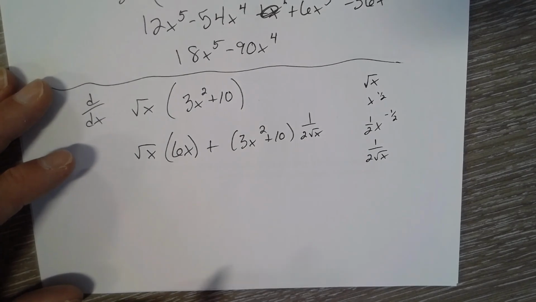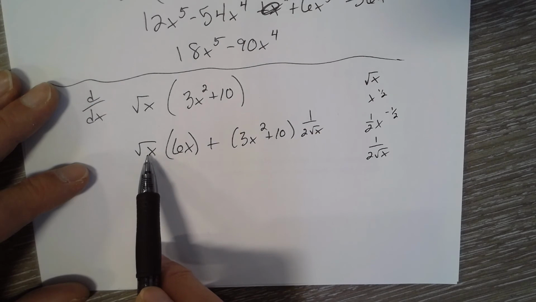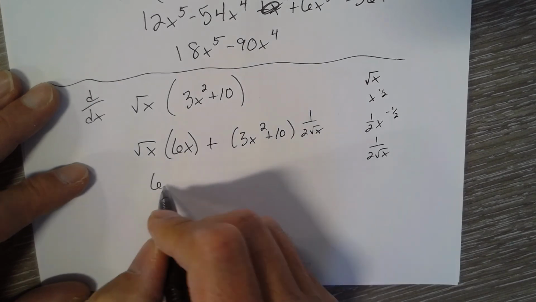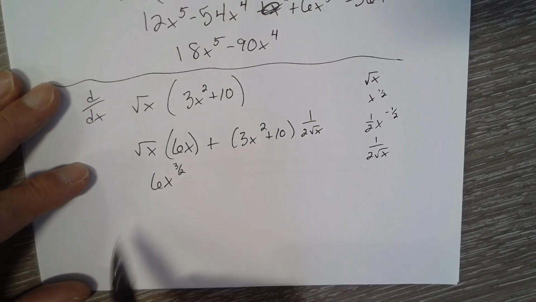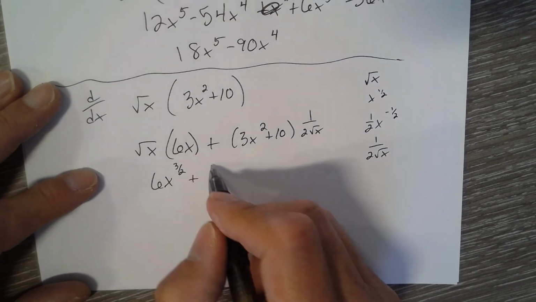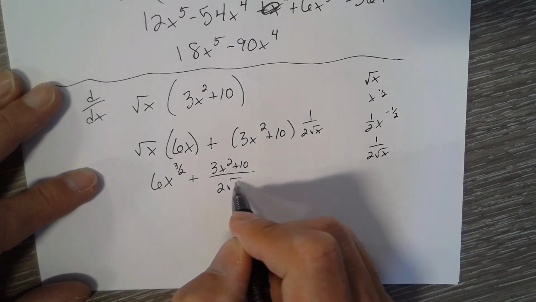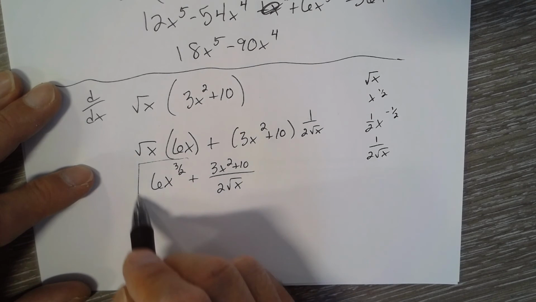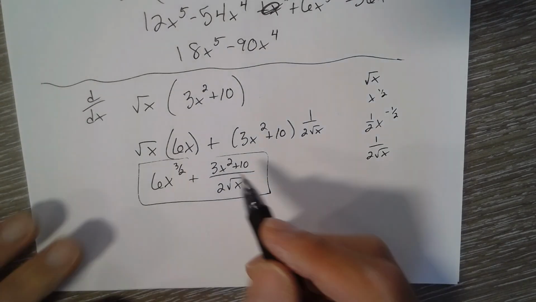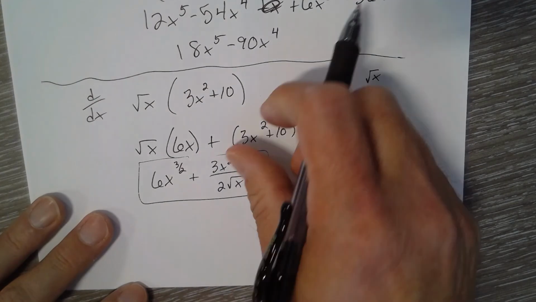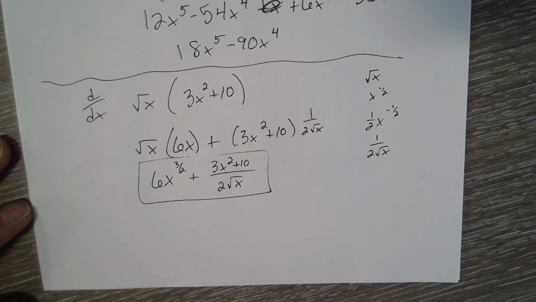Okay, so what do we have to do? I would combine square root of x, or x to the 1/2, times x, and that would be x to the 3/2, because they have the same base. And then I would probably put 3x squared plus 10 on top, and 2 square root of x on the bottom. That's probably the best way you could write the problem. You could also separate these two and combine the x bases, but I think this is probably as clean as it can get.